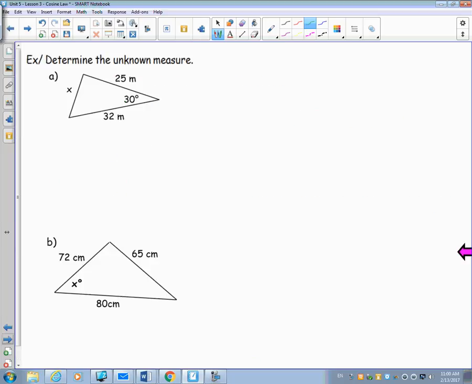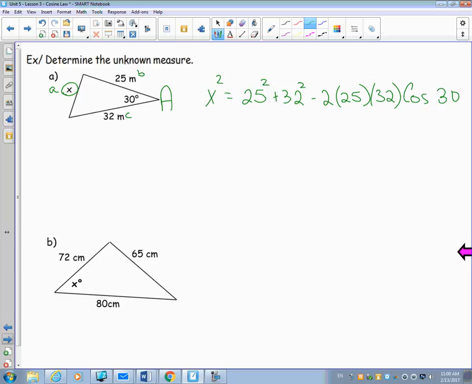And so look at problem number one, the nice one. I want to find my unknown measure. If this is letter X and it's a side, it's got to be a small a. Corresponding opposite angle, big A. B and C, interchangeable. So when I set this up, I get a squared equals b squared plus c squared minus 2 times b times c times the cos of the contained angle, which is 30.